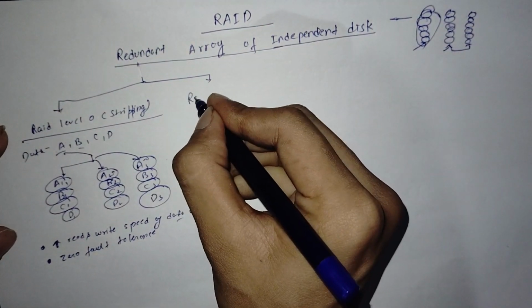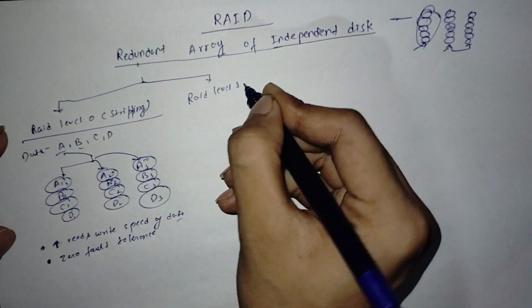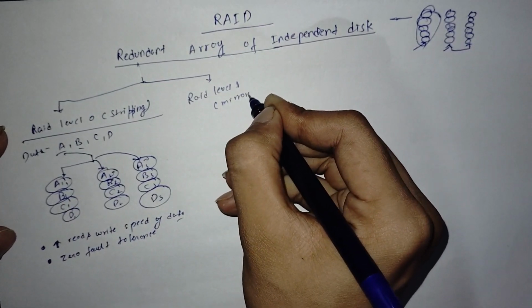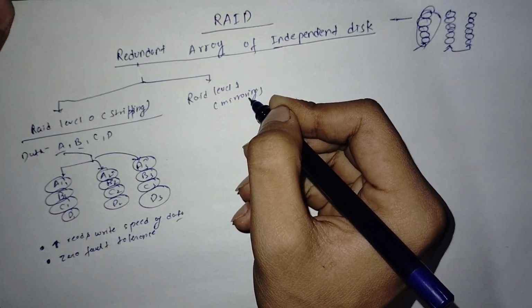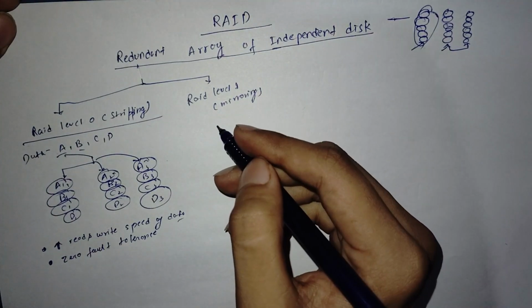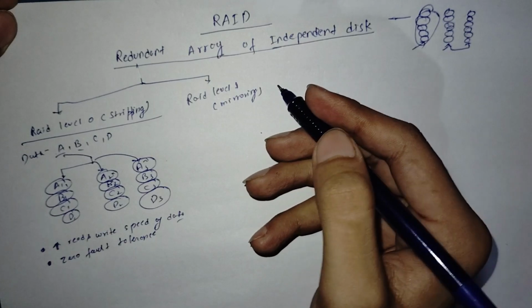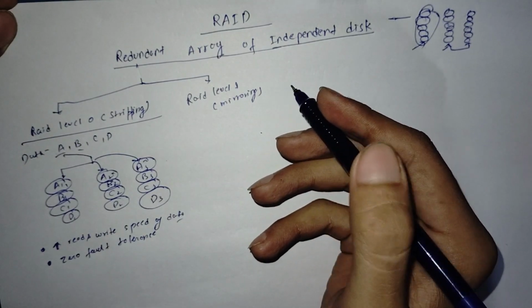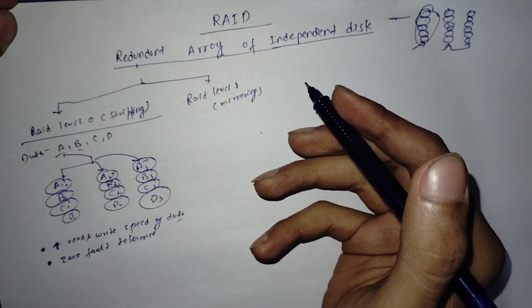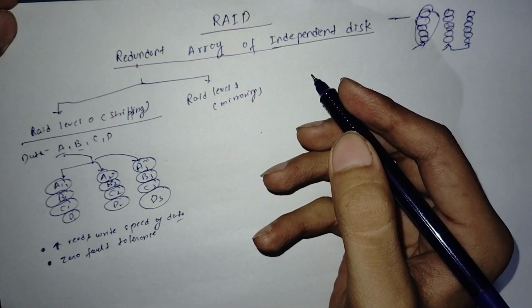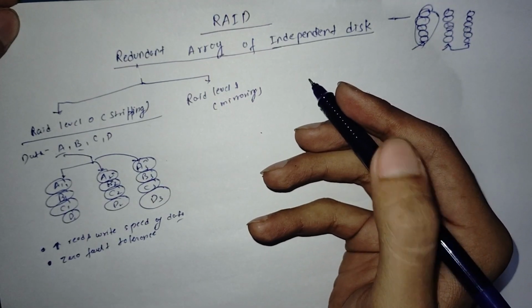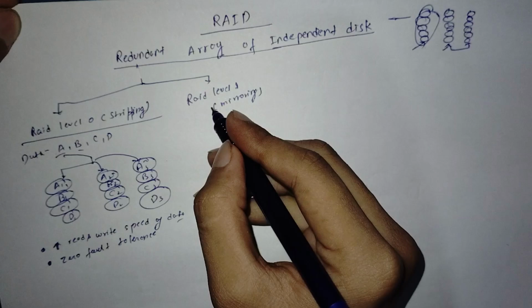Now our second level is RAID level 1, also known as mirroring. Now what happened in RAID level 0? We can increase the speed, but what about security? There should be no data loss. In today's scenario, we have everything based on data. Data is the supreme power. So we have to secure our data so that no data is lost in any disk failure. So we use RAID level 1, which is known as mirroring.